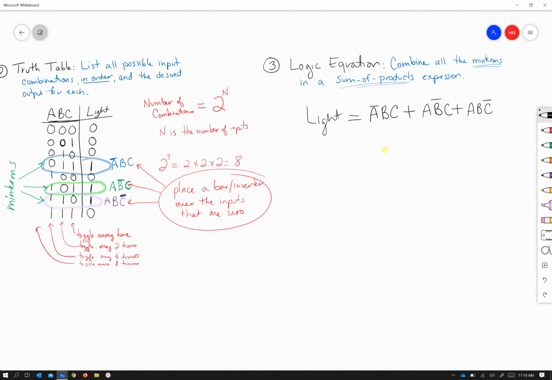As you can see, our equation is in a way that looks like things are being ANDed first, and then they're being ORed. That is what we call sum of products. It's the addition of things we've multiplied. So that's a sum of products form. And so now we have captured all the times that the light should be on.